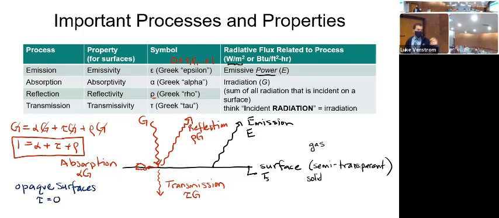Greenhouses, Aaron, that's right. Transmission of visible light through the glass, but then you'll see the glass doesn't transmit infrared light. So the visible light transmits through, but then it can't get back out. That's how a greenhouse works.